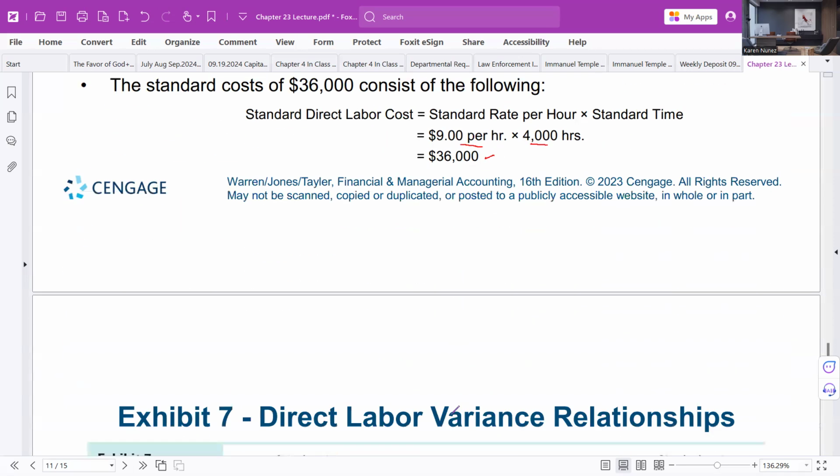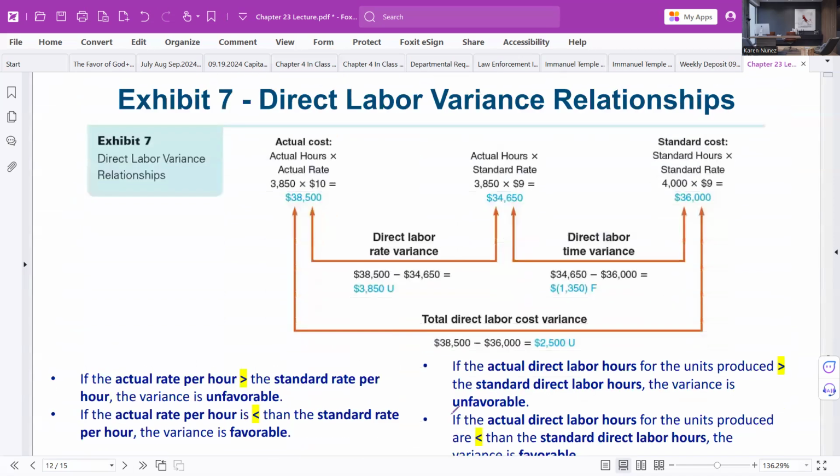Now let's analyze so that we can determine those variances. So the same graphical approach here, the same model that we use for materials, we use for labor. The headings are just a little bit different. This is actual hours times the actual rate.